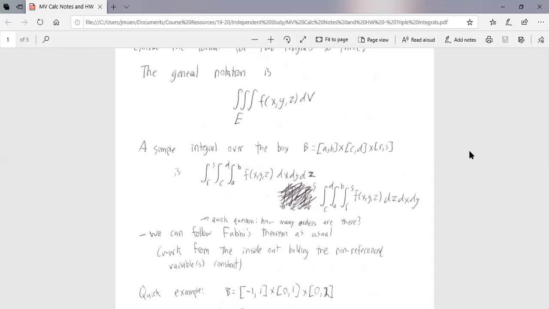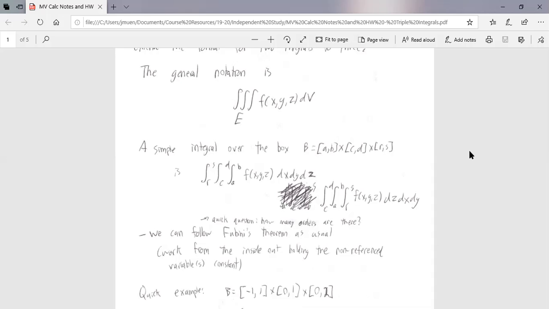We can reorder these. That's not a problem. We can reorder these in the same way we reordered double integrals. So quick question here. How many possible orders are there? I'll give you a second to think about that. That's right, there are 6, unless you didn't come up with 6, in which case that's wrong, there are 6. There are 6 possible orders, it's just 3 factorial.